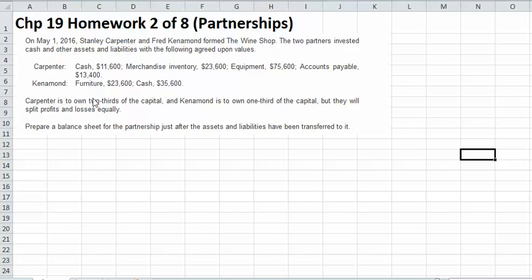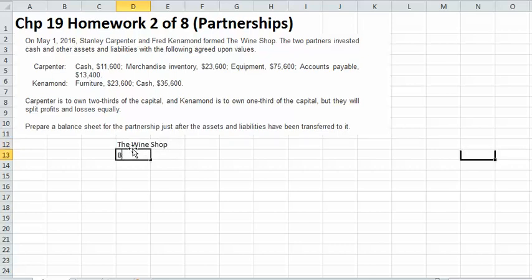Carpenter is 2/3 of the capital, and Kennemond is 1/3, but they will split profits and losses equally. Prepare a balance sheet for the partnership just after the assets and liabilities have been transferred. So here we go. Let's start our balance sheet. It's called the Wine Shop.